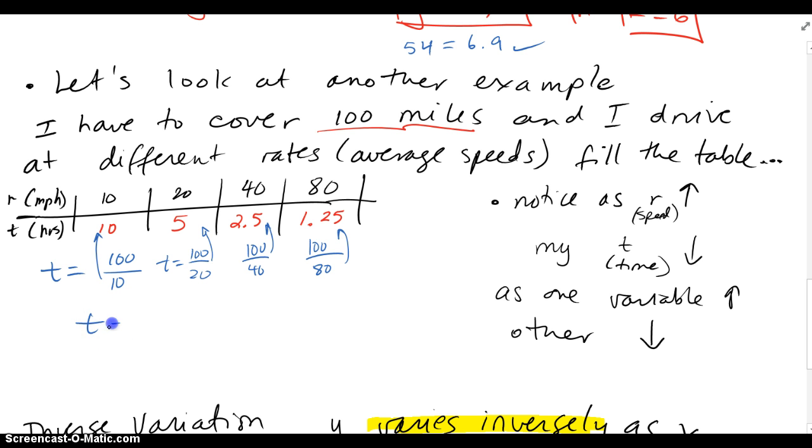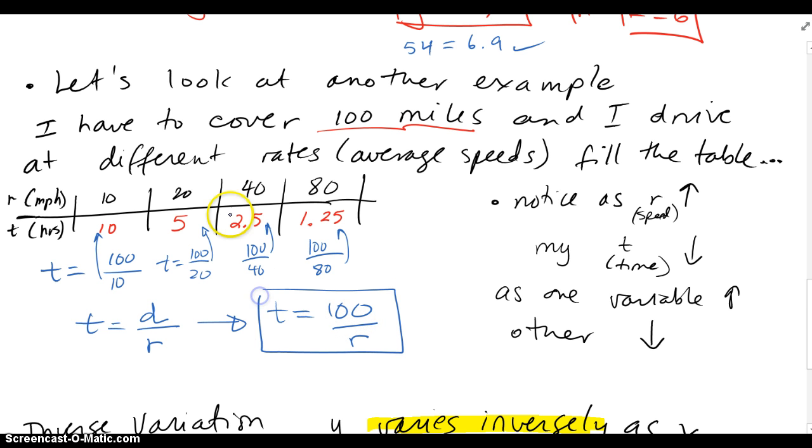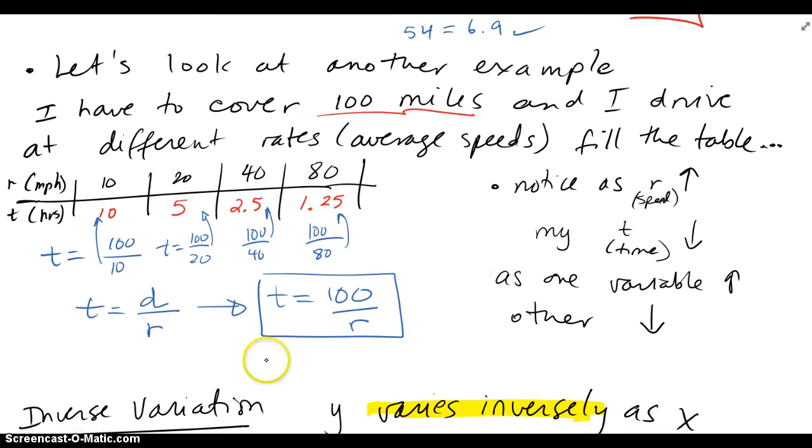So to get the time, I was just taking the distance and dividing it by the rate, of course. And my distance was fixed at 100 miles. So 100 divided by r gave me the equation for this scenario. In other words, t varies inversely as r, we can say in this case, so that as r goes up, t gets reduced. And my constant of proportionality in this case was really the 100 distance I was going.